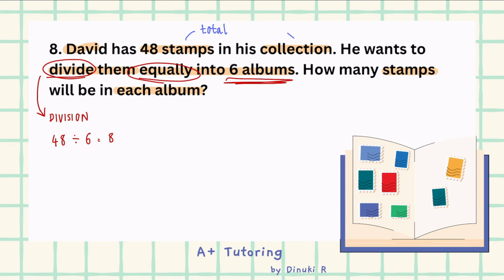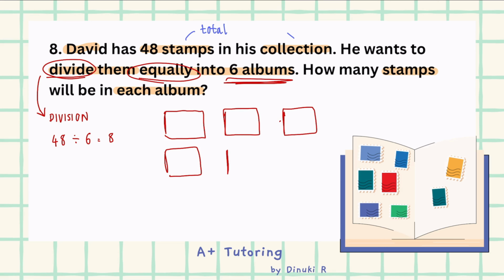Let's say you're struggling a bit, you're not so sure about how to approach this question. You can also do a little visual diagram for yourself. So you can just go 1, 2, 3, 4, 5, 6. You've got 6 albums. You know you've got 48 stamps. All you need to do is just divide.